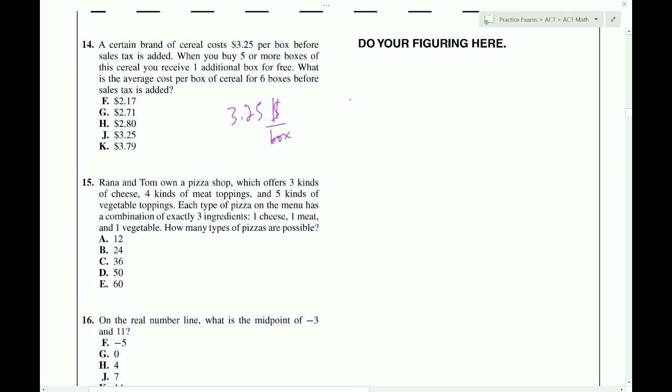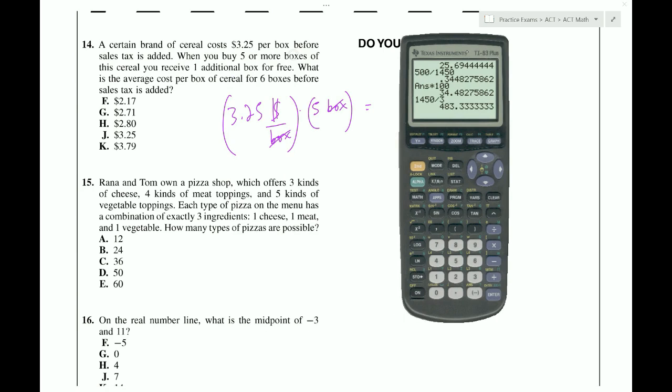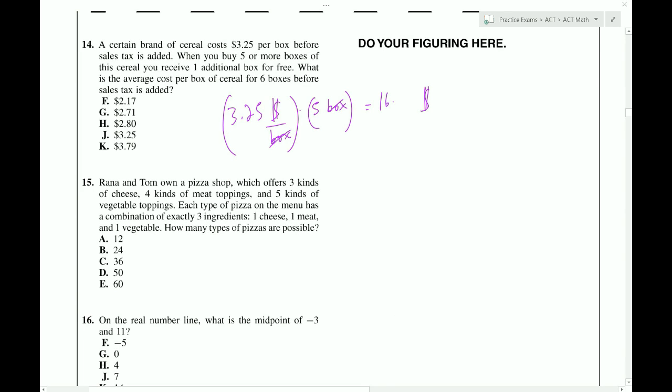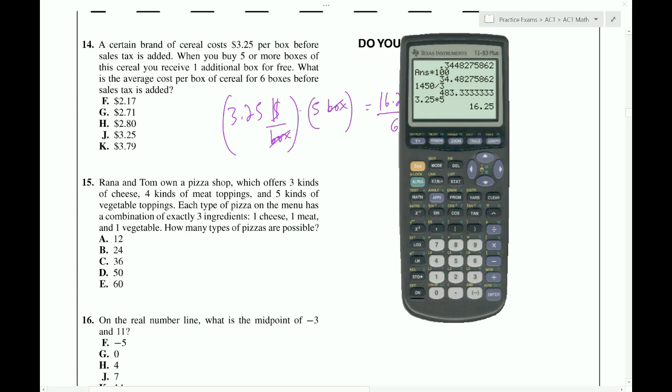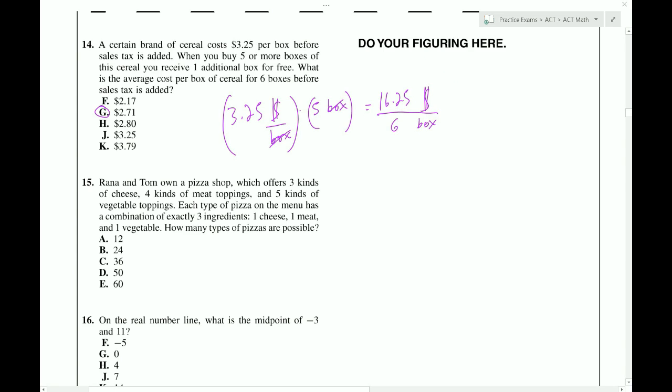Okay, so let's see. If we buy 5 boxes, let's see how much that's going to cost. So if we multiply these together, boxes will cancel to get us dollars. So 3.25 times 5 is $16.25. So that's how much it costs for 5 boxes, but then you get the one free. So this is really the cost for 6 boxes. So if we divide this by 6 boxes, we'll get the average cost per box, dollars per box, right? So divide that by 6, and you get 2.70. So that's choice G.